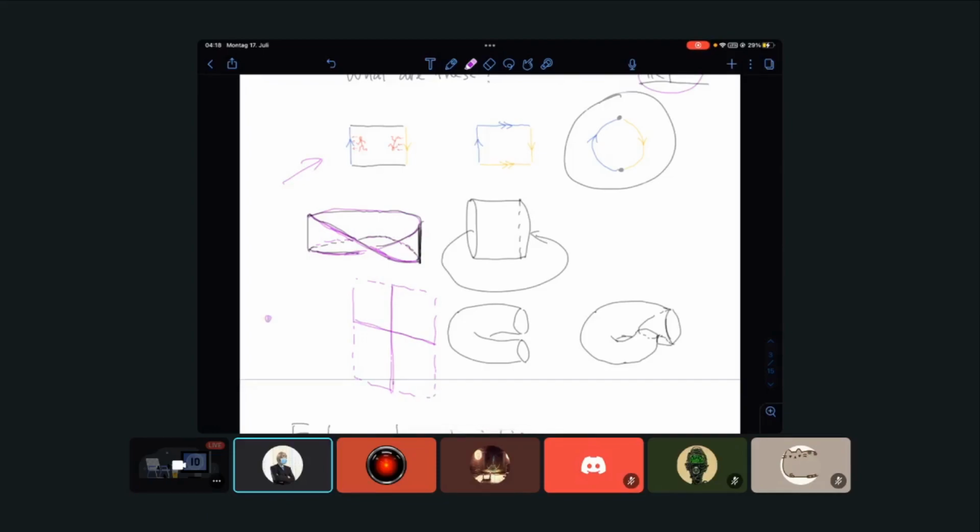Right. So what you're describing is the one point compactification of the plane, where you somehow just wrap everything all the way to here. So what you eventually get is a sphere.